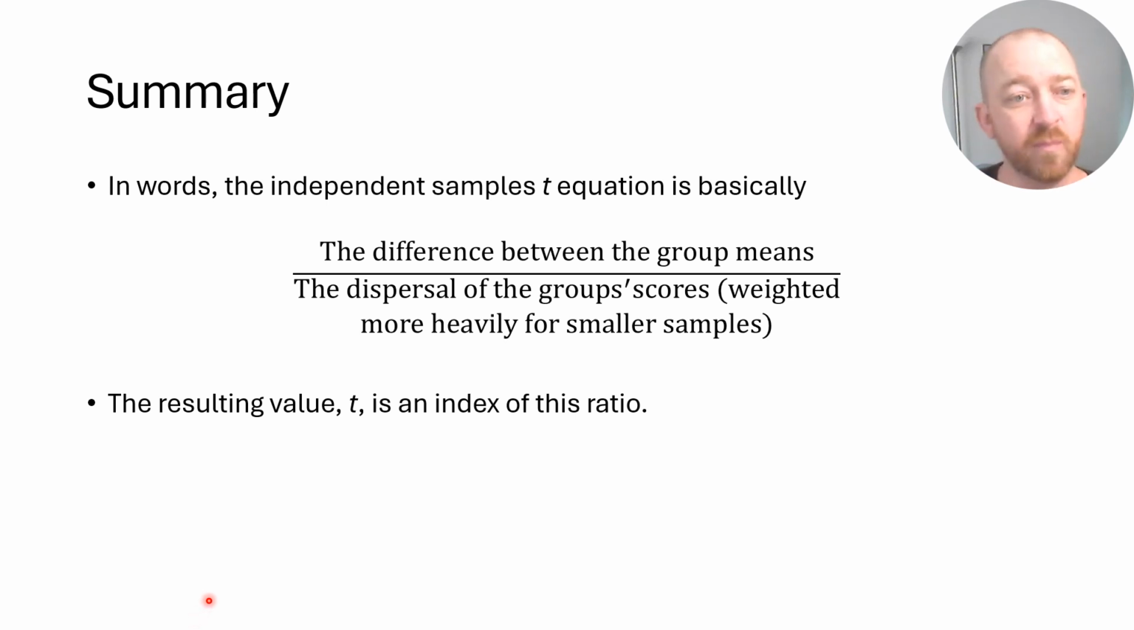So what we end up with is a t-value. A t-value in this particular case is an index of this ratio. In other words, it tells us an idea of the ratio between the variance we can account for and the variance we can't account for. And that is statistics in a nutshell, essentially, right?